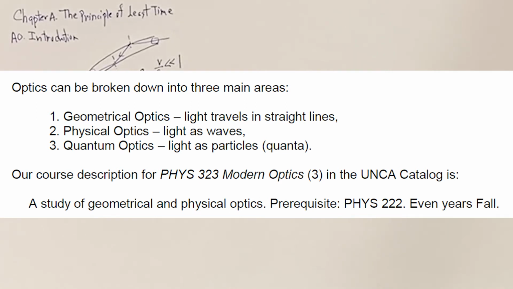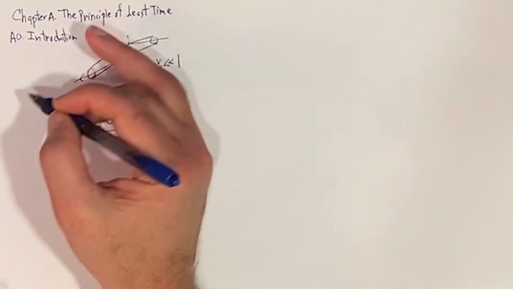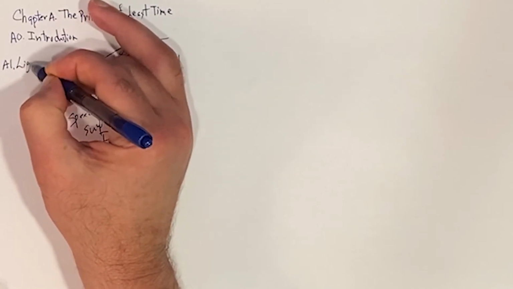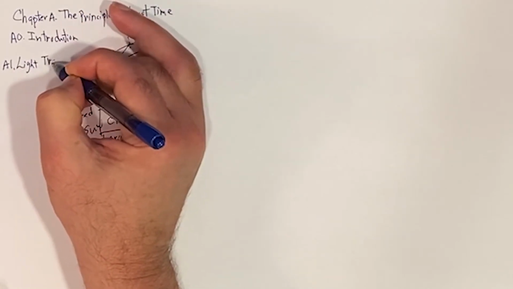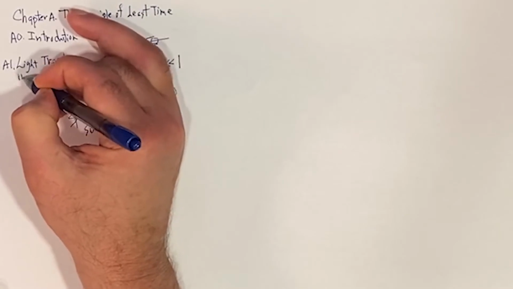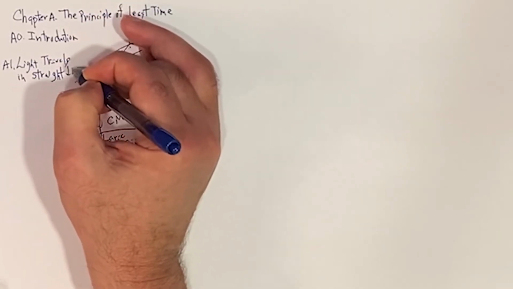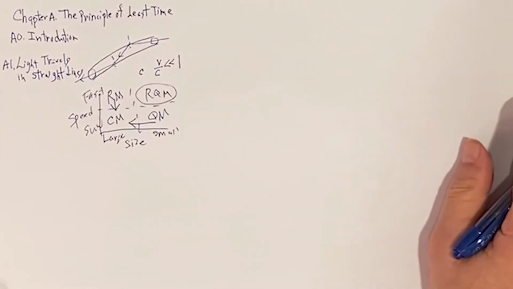So let's look at a nice demonstration of that in our next section, A1, which is light travels in straight lines. Now that's geometrical optics.